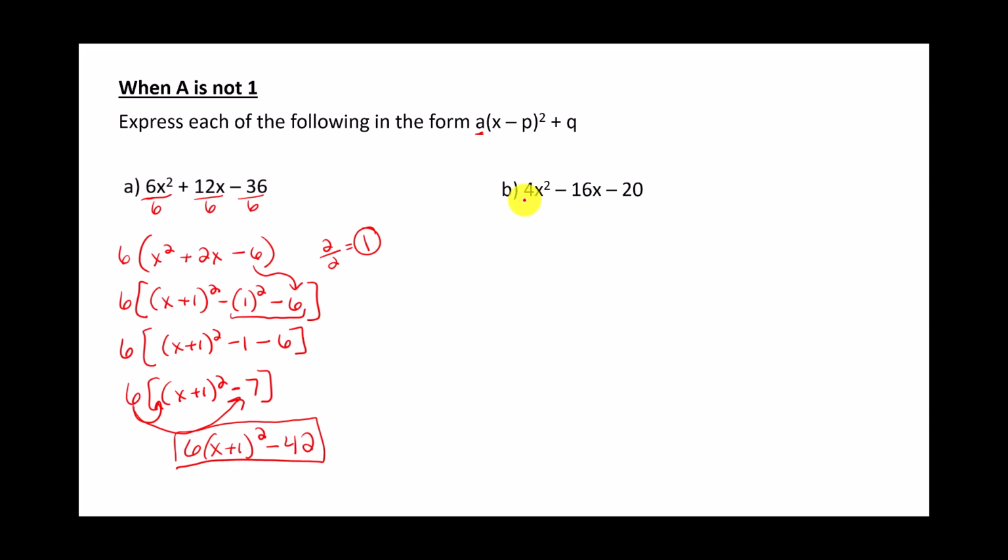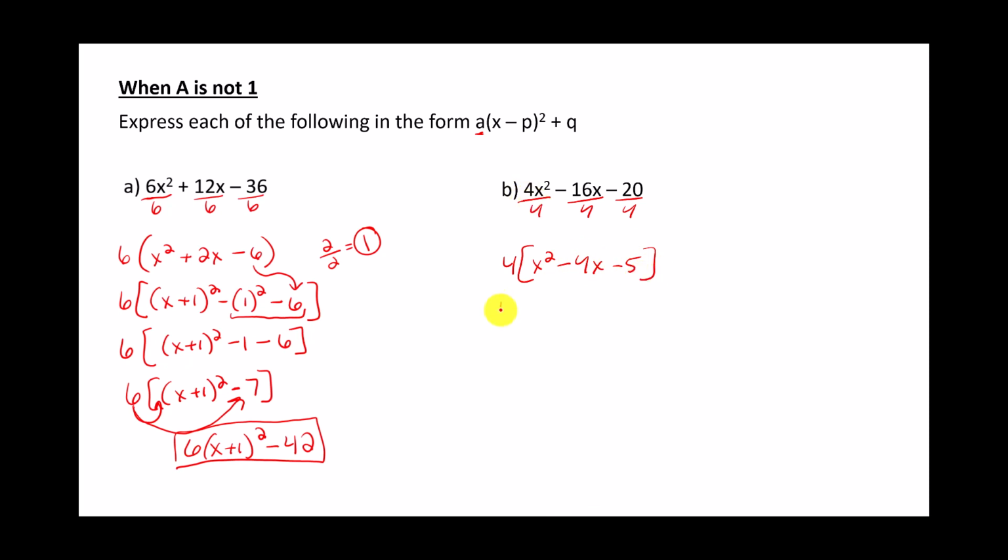Okay, so we have a 4 here in front of this x squared, and since that's not a positive 1, since it's anything other than a positive 1, we have to take it out. So when I take that out, I'm really dividing all of these by 4. So I'm going to have a 4 out front, and I'm going to have x squared minus 4x minus 5. So that's step 1 if you have something in front of x squared.